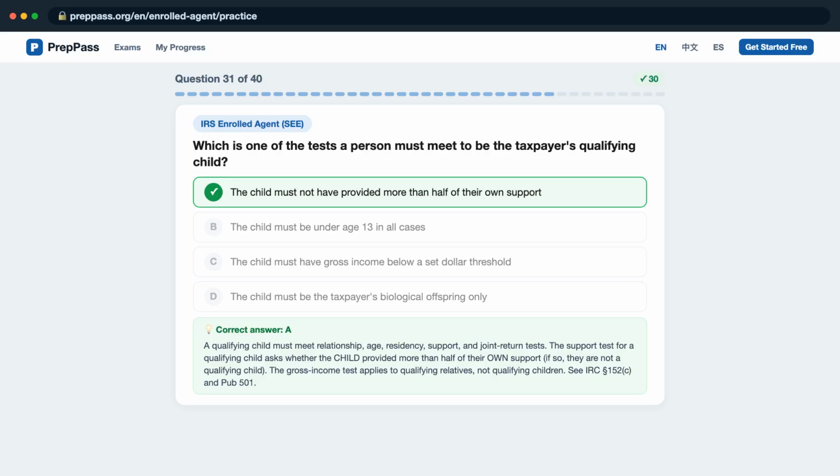The correct answer is A. A qualifying child must meet relationship, age, residency, support, and joint return tests. The support test for a qualifying child asks whether the child provided more than half of their own support. If so, they are not a qualifying child. The gross income test applies to qualifying relatives, not qualifying children. See IRC Section 152(c) and PUB 501.